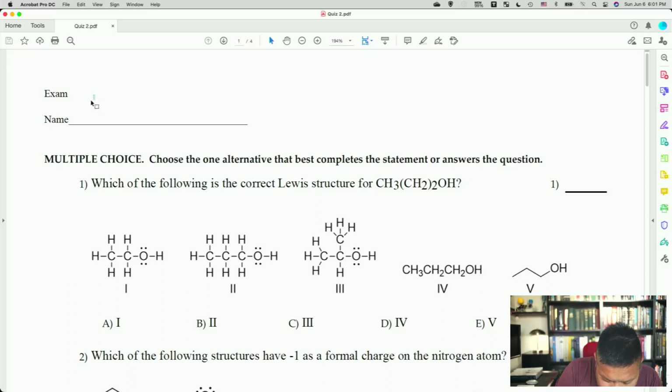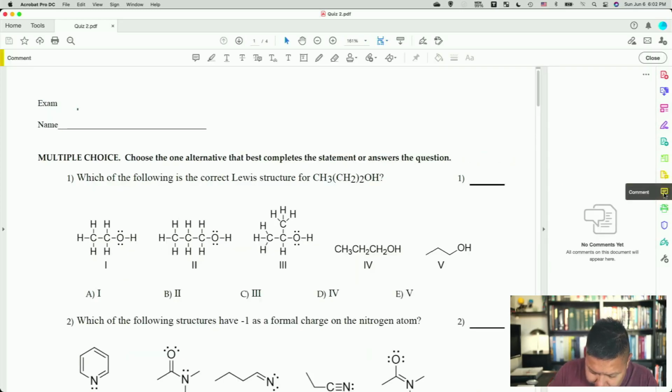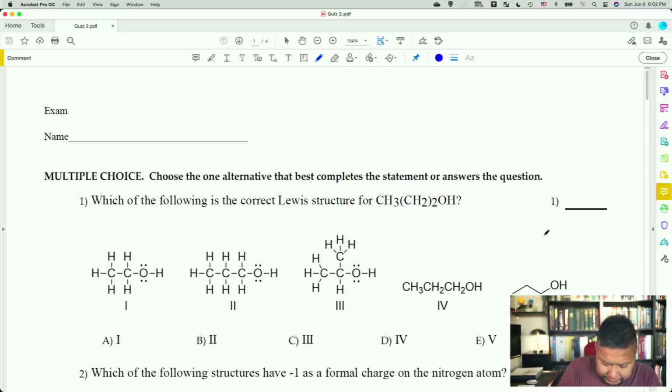This is quiz 2 right here. I'll write that out for you. I always forget to put yourself in drawing mode here. Here we go. This is quiz 2.